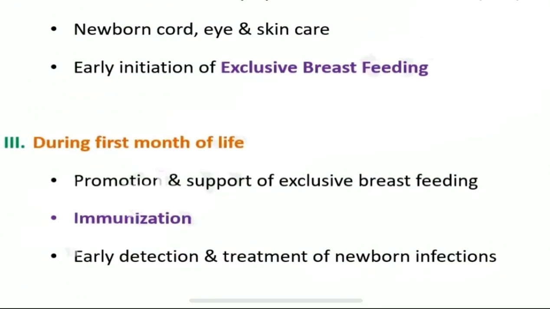Next, we have the first month of life. So we know from 1 to 28 days is the neonatal period, and we have to see what care is taken so that we can prevent the perinatal mortalities. So we see that early postnatal contact has to be done, and the promotion and support of exclusive breastfeeding, like we saw soon after the delivery and also in the first month.